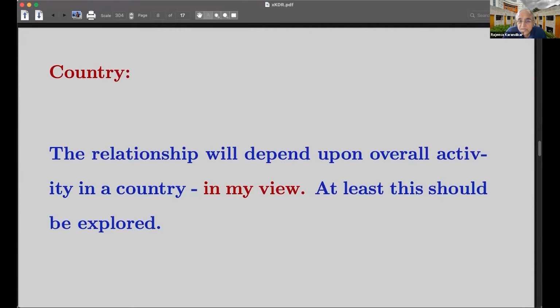One is the country. The relationship will depend upon the overall activity in the country and the overall cloud conditions in a country, in my view. At least this should be explored, even if it is going to be ruled out. So, for example, if, as they have done in the paper, you look at Dubai and Singapore and compare with India, we must bring in the fact that these are coming from different countries. The economic conditions are different, economic views are different. I don't know. Before we rule it out, we should explore whether the country is important or not.